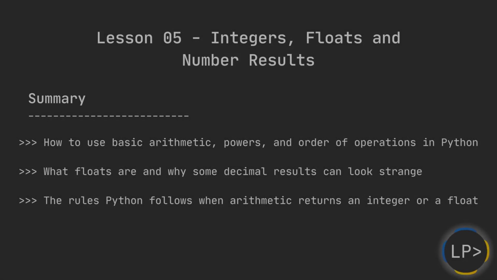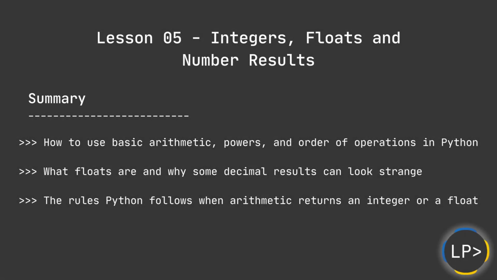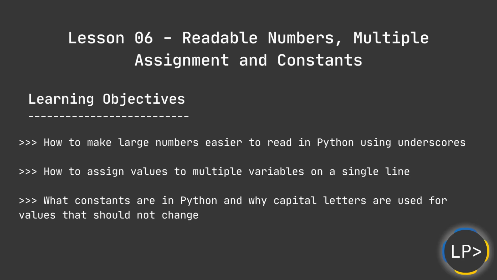Hello and welcome to Learn Python. In the previous lesson 5, we looked at how to use basic arithmetic, powers, and order of operations in Python. Additionally, what floats are and why some decimal results can look strange. And finally, the rules Python follows when arithmetic returns an integer or a float. In the current lesson 6, we will look at how to make large numbers easier to read in Python using underscores, how to assign values to multiple variables on a single line, and finally what constants are and why capital letters are used for values that should not change.